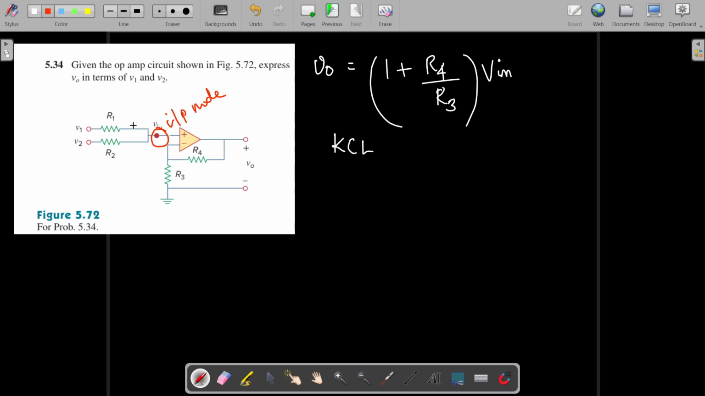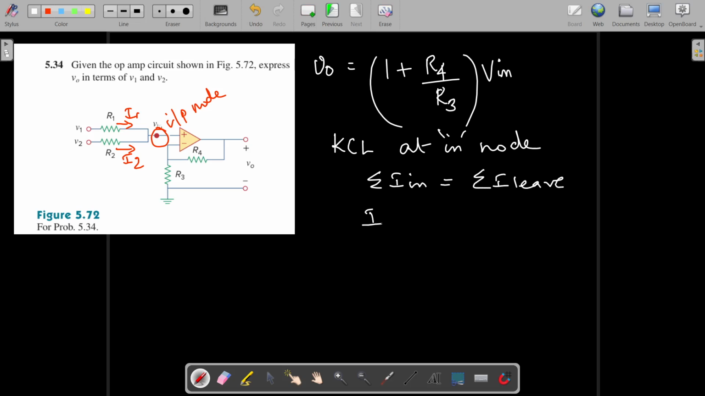So what are the currents entering here? We can mark this as I1 current, and this can be taken as I2 current. So at the input node, we have two entering currents. Sigma I in is equal to sigma I leave. Sigma I in is nothing but this I1 and this I2, that is equal to 0, as there are no leaving currents.